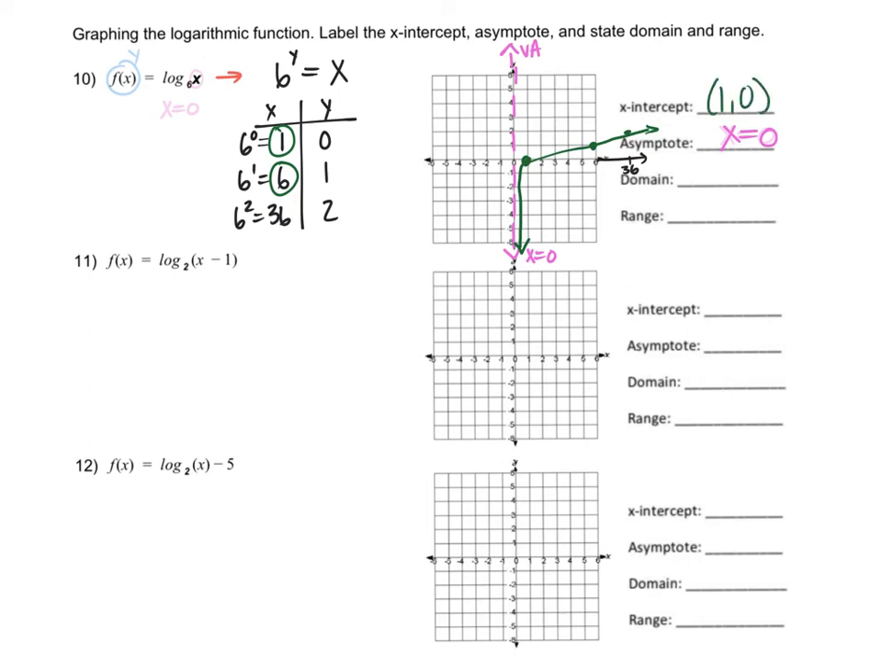And the domain here is being restricted from 0, but it does go on to infinity, because it's going from 0 to infinity. You can see it's stopping at 0 and going off to infinity. Range here is pointing down and up, so all real numbers.